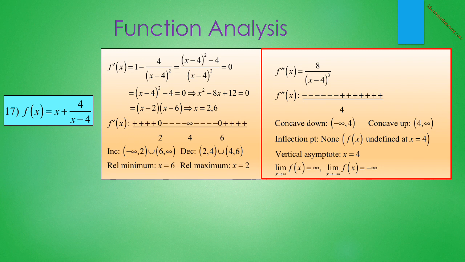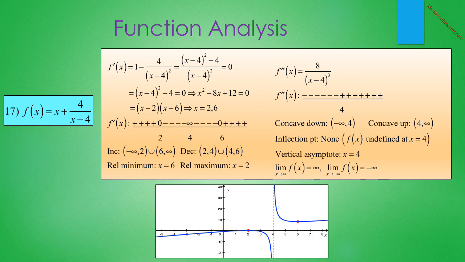Note though that there is no inflection point at x equals 4 because the curve is undefined there. That's why it's very important at the beginning to get straight your domain. This curve does have a vertical asymptote, though, at x equals 4. Our limit of f of x as x approaches infinity is infinity, and our limit of f of x as x approaches negative infinity is negative infinity.